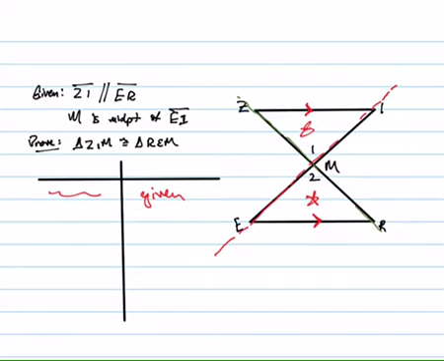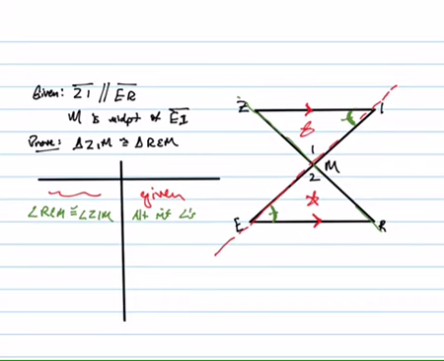And if a transversal goes through two parallel lines, there's a bunch of rules that we can use to prove congruency. And one of them is this angle right here and that angle are alternate interior angles. Right? Those are alternate interiors, so those are equal. So that's one thing I'm going to show. So I'll go ahead and write that out. Angle REM is congruent to angle ZIM, and that's by alternate interior angles.